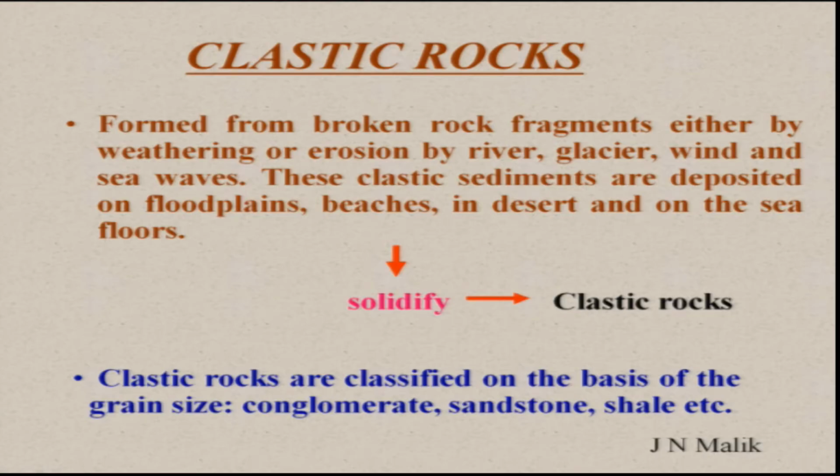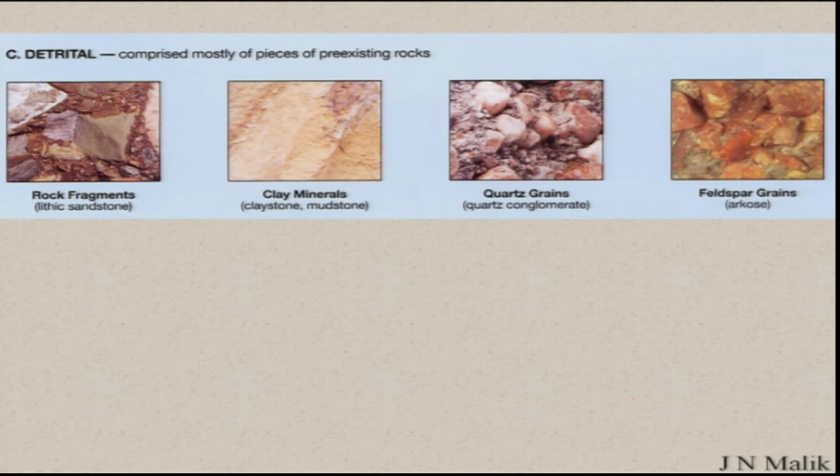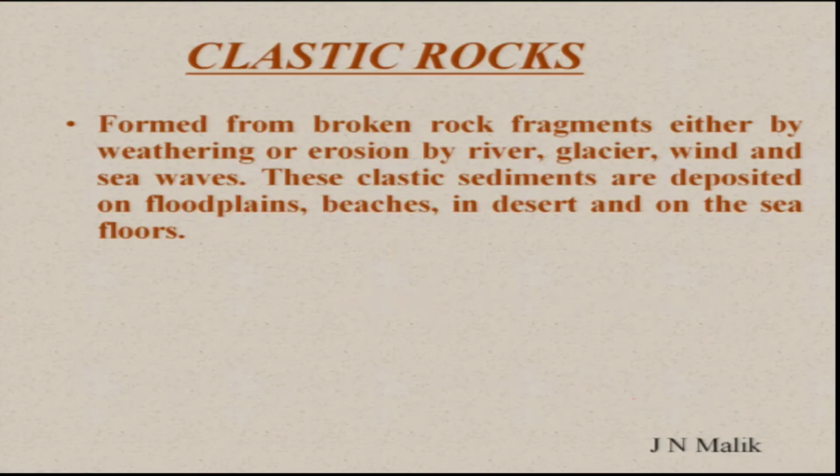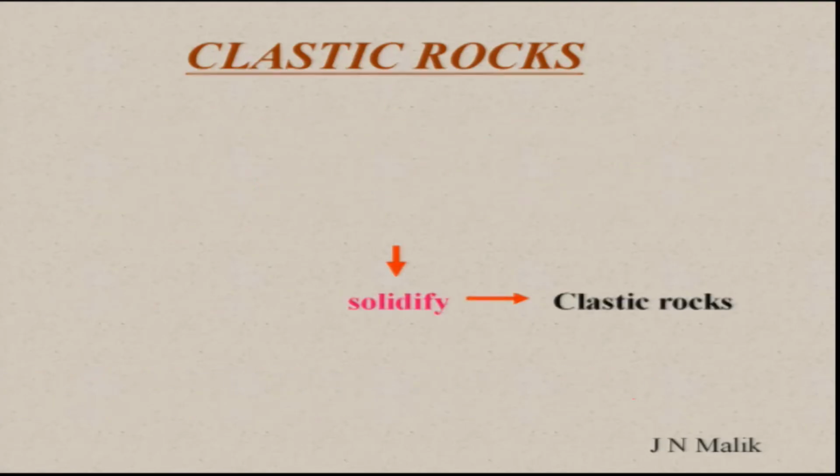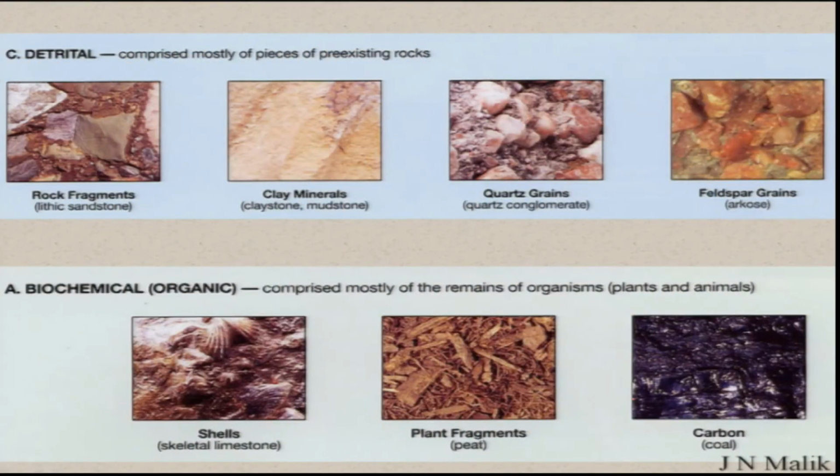So conglomerate, sandstone, shale: we have a larger grain size here, then it reduces and becomes finer, up to the clay size. We will see how they are classified based on grain size. So if you look, we have the detrital rocks. We have chemical, clastic, and then detrital rocks. Here we are talking about the chemical rocks and then mainly the clastic rocks. Detrital rocks comprise mostly pieces of pre-existing rocks.